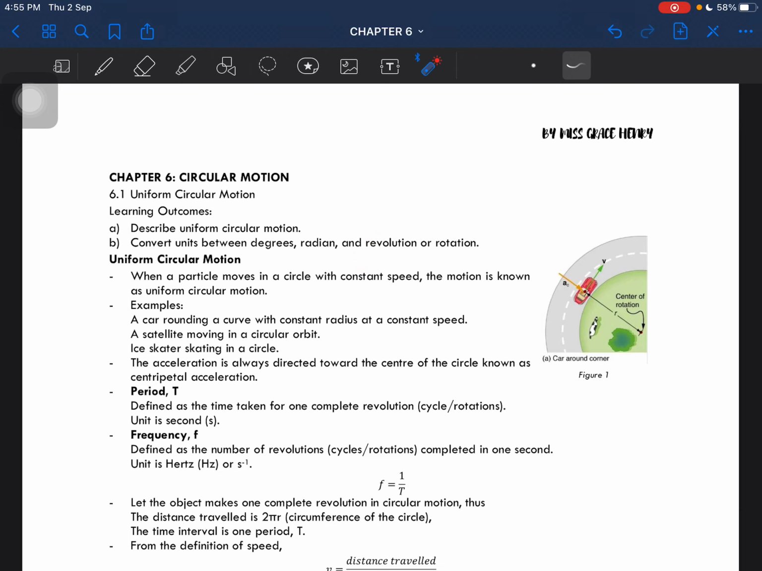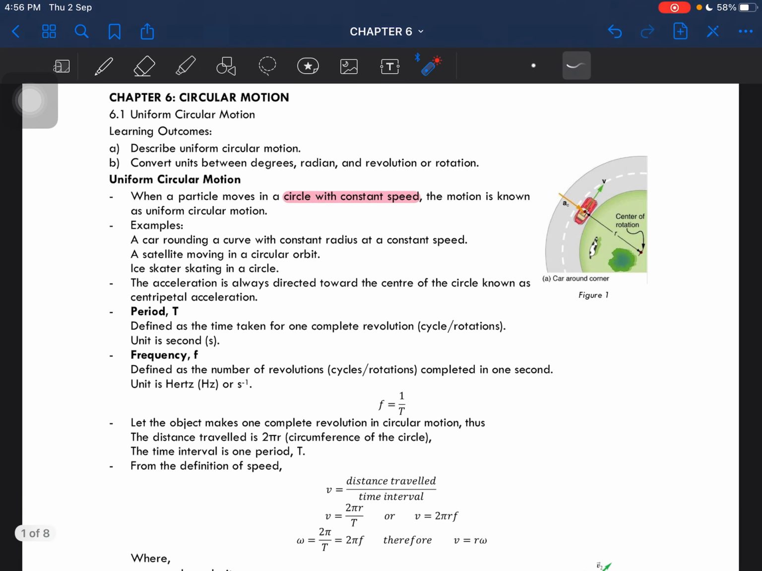Okay, so what is actually a uniform circular motion? Well, when a particle or an object moves in a circle with constant speed, the motion is known as uniform circular motion. For example, if we are going through a roundabout, we are actually doing a uniform circular motion, like in the figure here. Another example is when a satellite is moving in a circular orbit, and lastly an ice skater skating in a circle.